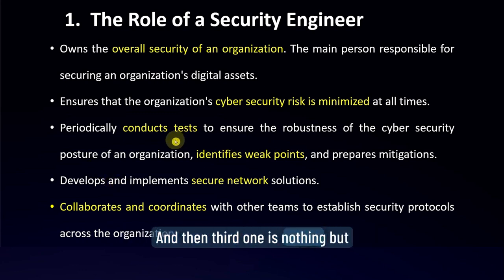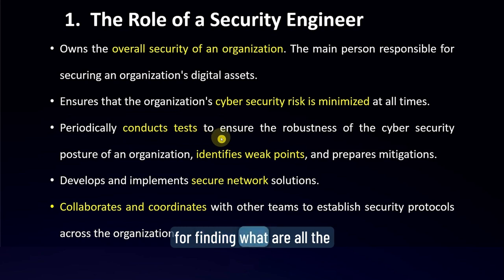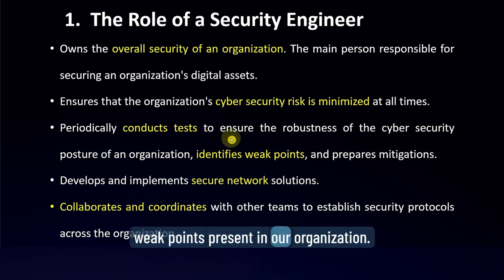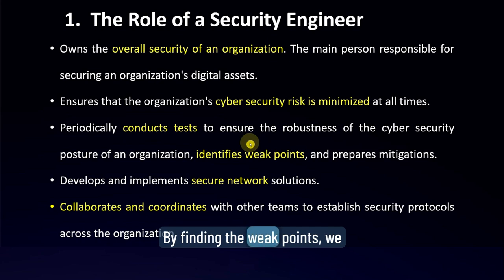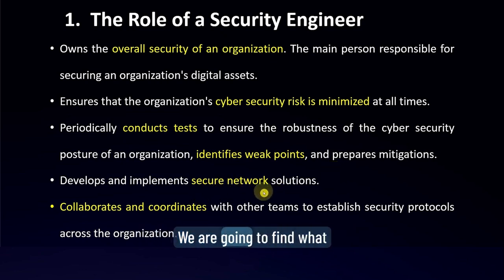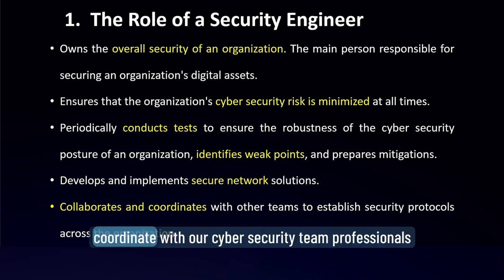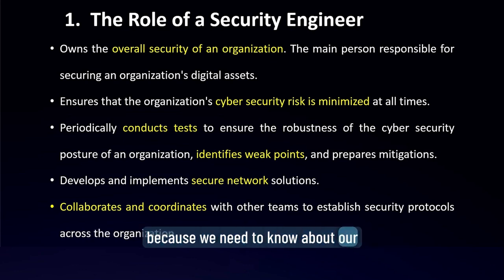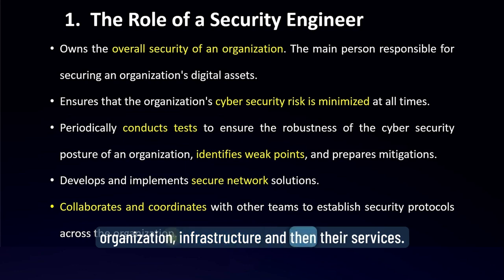The third one is to conduct tests to find the weak points present in our organization. By finding the weak points, we can minimize cyber attacks. The fourth important role of a security engineer is to secure our network. We are going to find what sources we are going to allow in our network. And the last most important role is to collaborate and coordinate with our cyber security team professionals, because we need to know about our organization's infrastructure and their services.